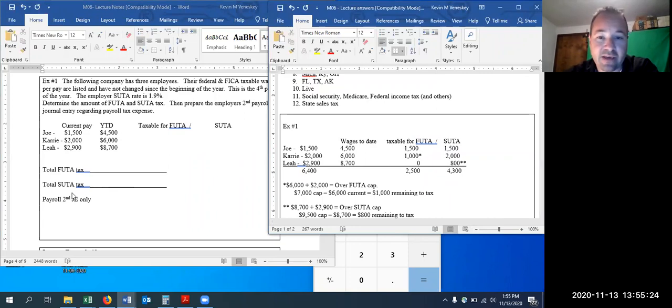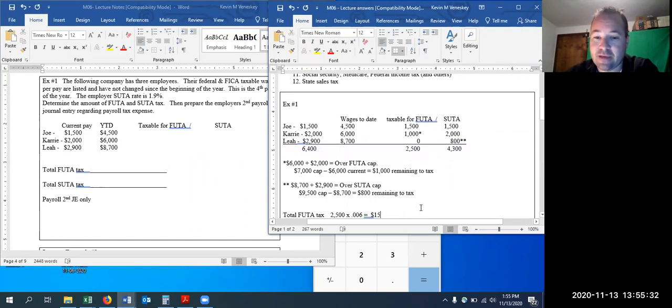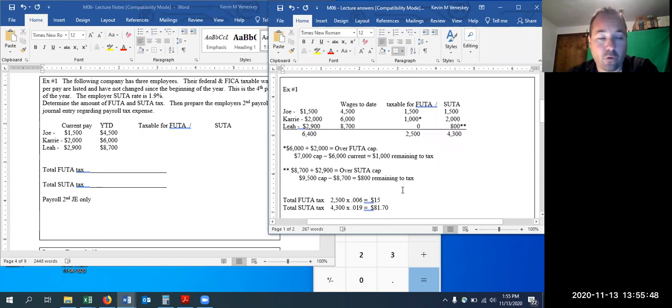All right, now getting the FUTA and the SUTA is actually very easy at this point. All we got to do is take 2,500 times 0.006, and that would be my total FUTA tax. Just simply $15, so not a lot. The SUTA tax is the SUTA wages times the SUTA rate, which is 1.9 for this company. I have to give that to you. So 4,300 times 0.019 or 1.9%.